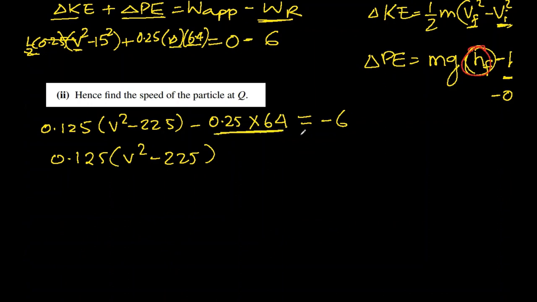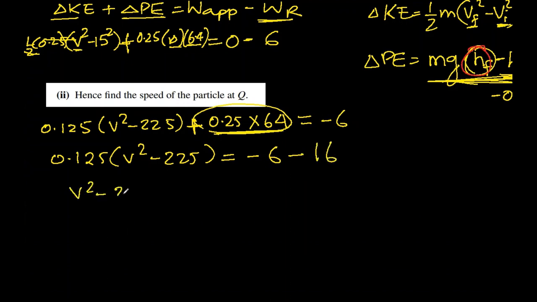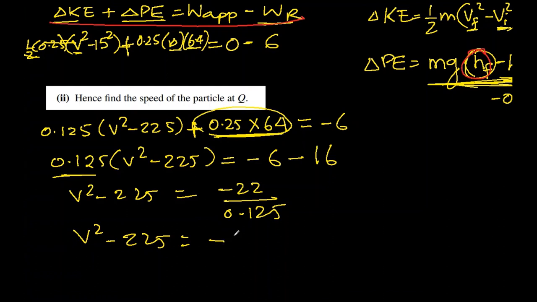So let's bring this to the right side, and before that this is going to be positive. It's a positive here, right? So it should have been positive here. This also keeps it positive, so it will be positive. When it comes to the right side, becomes negative. So minus 6 was already there, and this is 16. When it comes to the right side, becomes 16. So v square minus 225 equal to minus 22, divided by this number 0.125. V square minus 225 equal to minus 176. So v square equal to minus 176 plus 225.